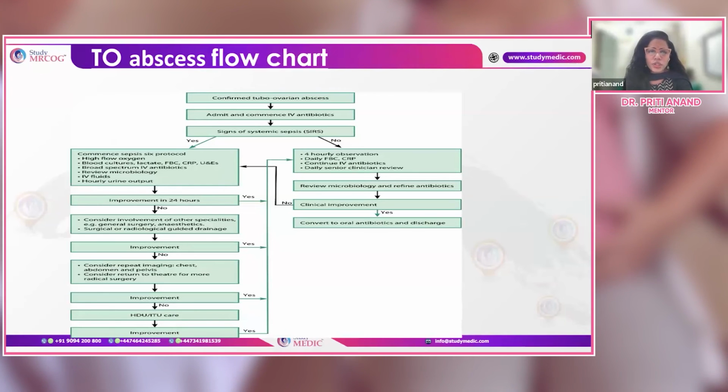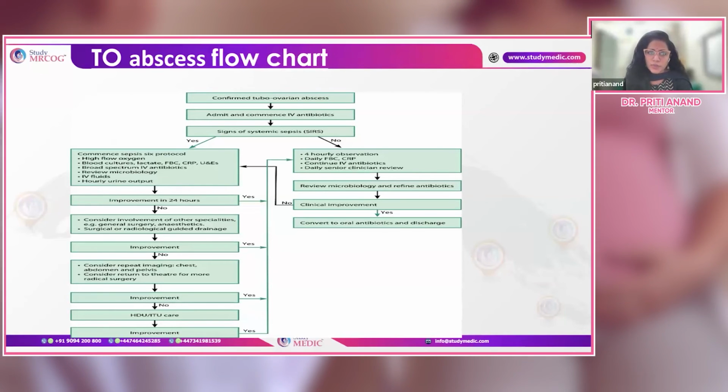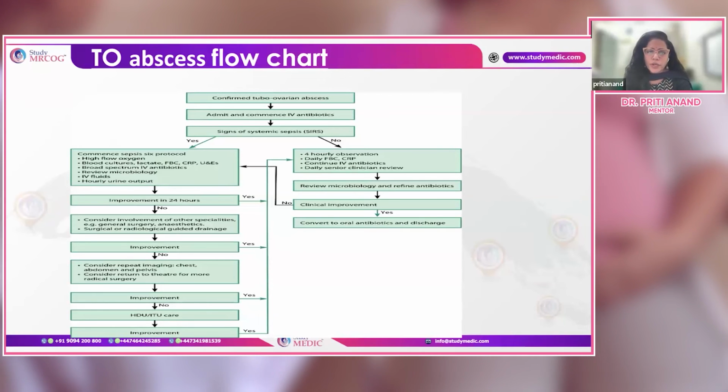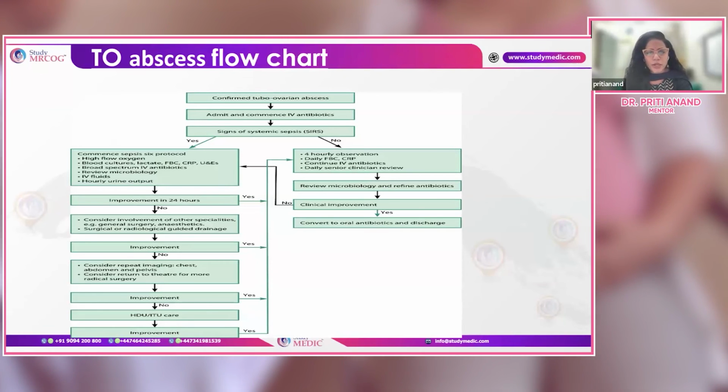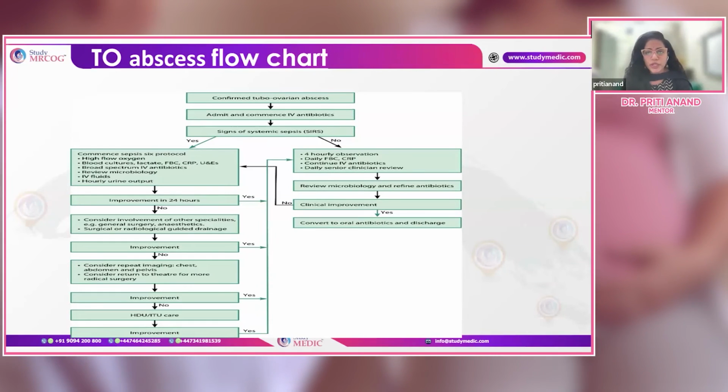If she improves, good. If not, then consider involvement of other specialists. Surgical and radiological drainage may be required. If there is improvement, good. If not, then laparotomy may be required. She requires one-to-one care in HD or ITU if she is not improving.